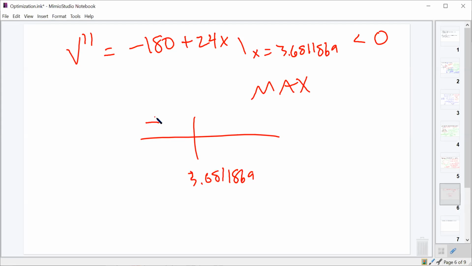Or we could have done the sign chart, and we would have found that it was positive here and negative here. And then it was a max using V prime for our sign chart. Everybody good or no?